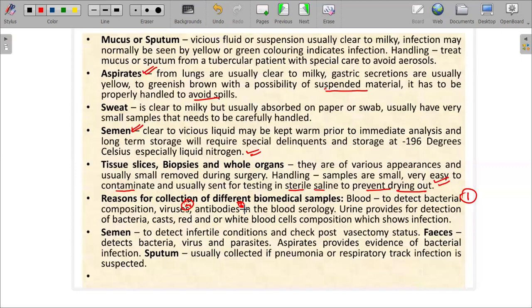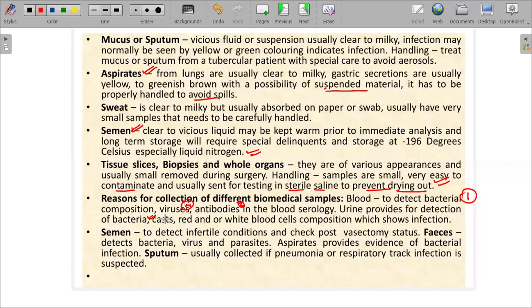And then we have urine, which provides for detection of bacteria, where there is a bacterial load which must be analyzed in urine. Casts and red or white blood cell composition show infection in the urine again.